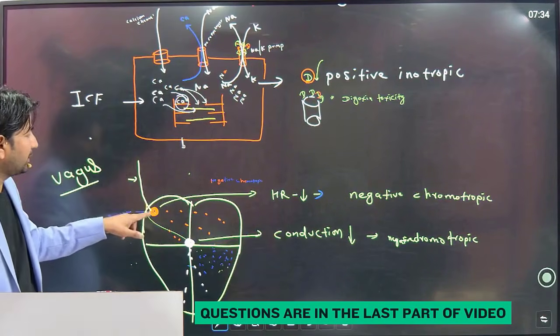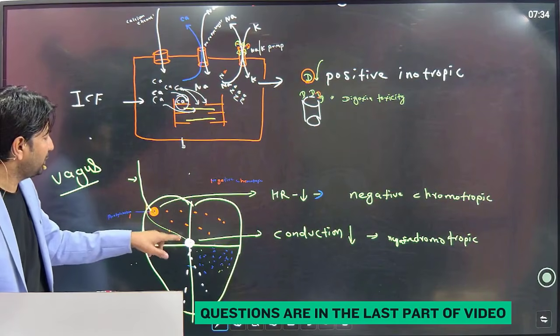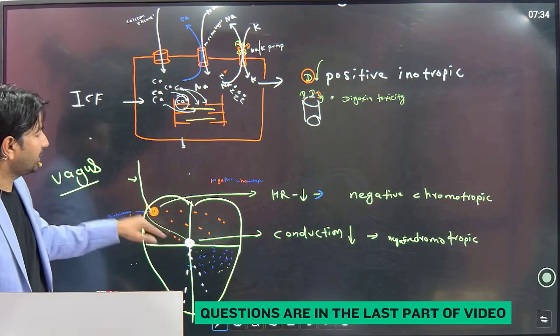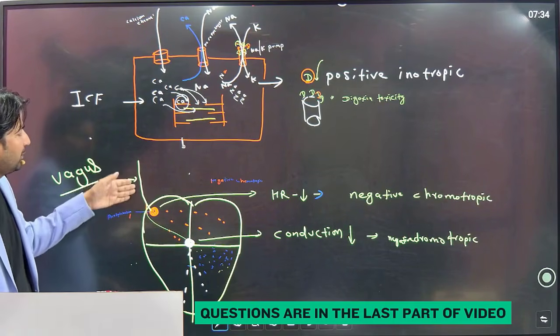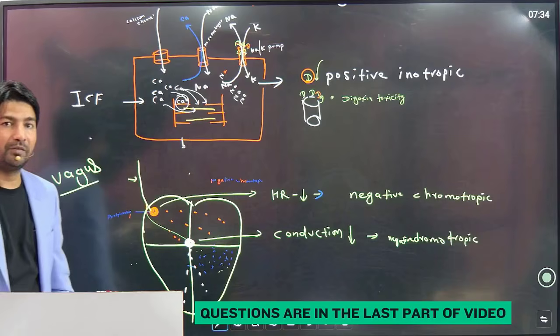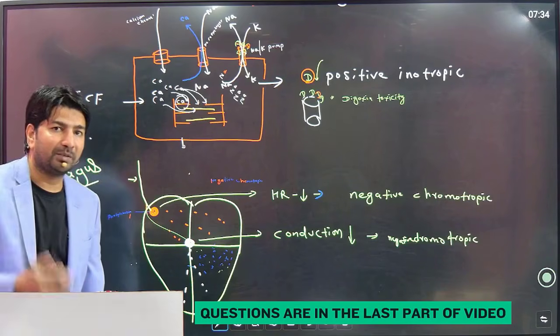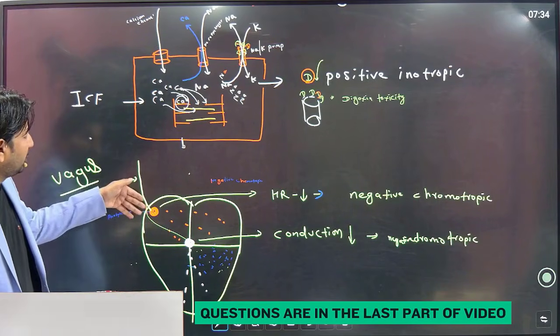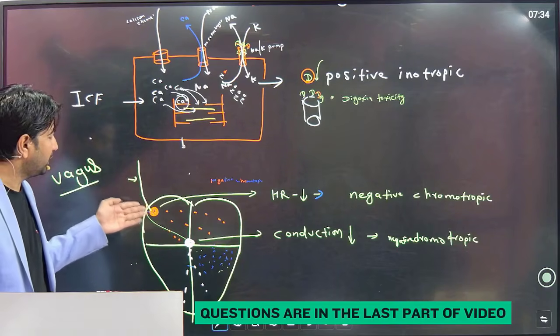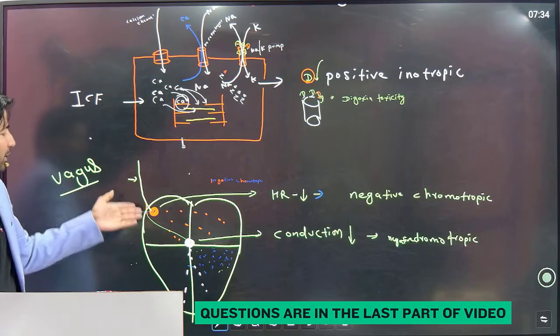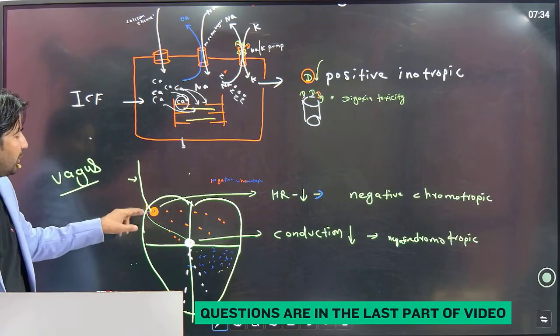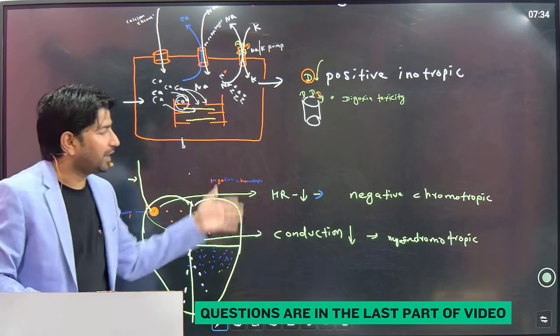And both of these actions, meaning the SA node and AV node, the reason the heart rate is decreasing from here is due to the role of the vagus nerve. The vagus nerve, which is a part of the parasympathetic nervous system, and its fibers extend all the way to here. When the parasympathetic nervous system is activated, then what will happen there? Acetylcholine will be secreted. When acetylcholine is secreted, all of these actions will take place.